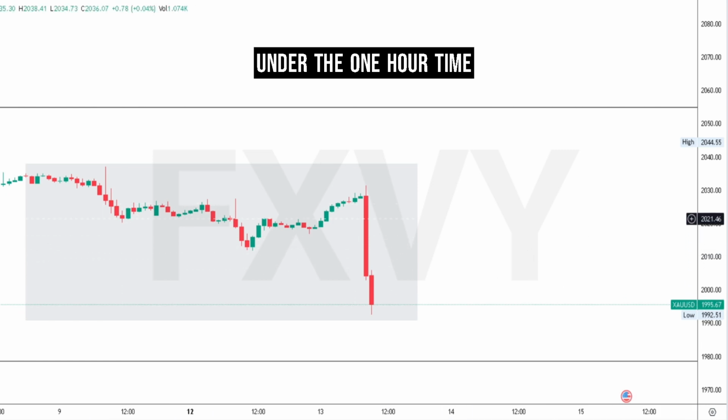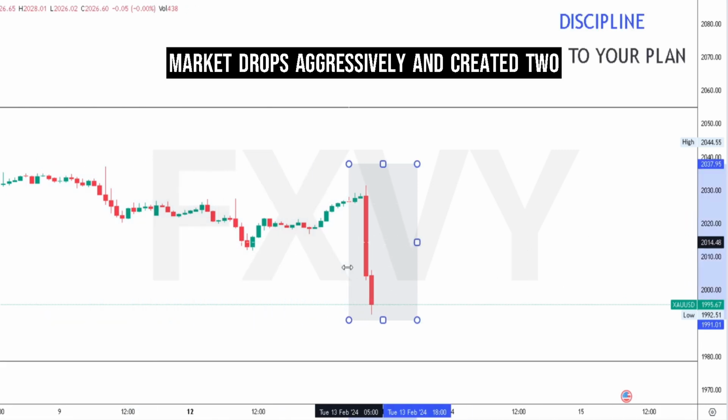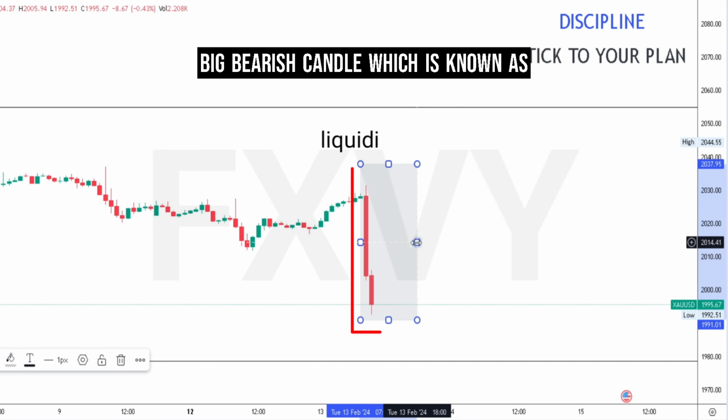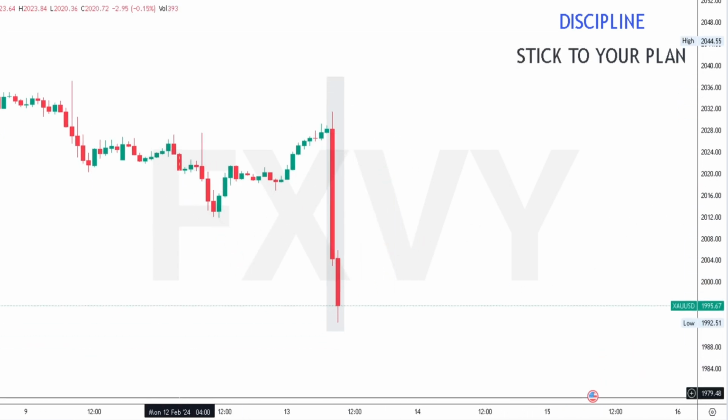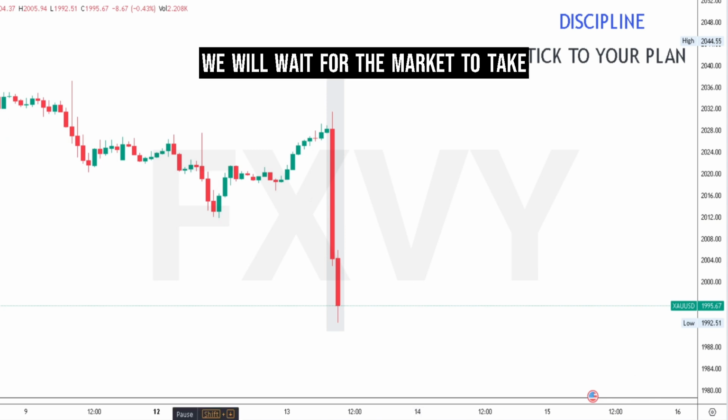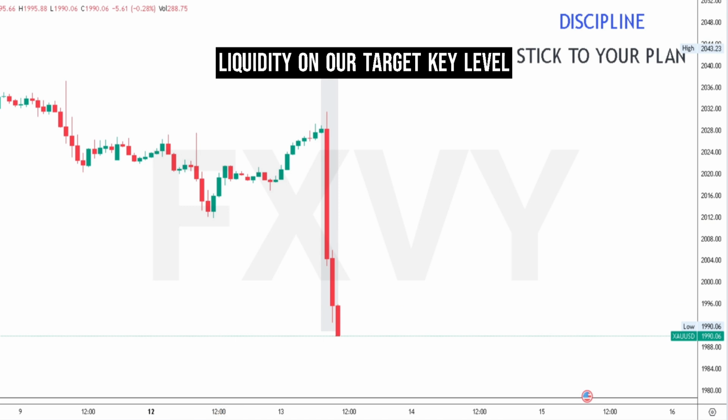Under the 1-hour time frame, as you can see, the market drops aggressively and created two big bearish candles, which is known as liquidity void. We will wait for the market to take liquidity on our target key level.